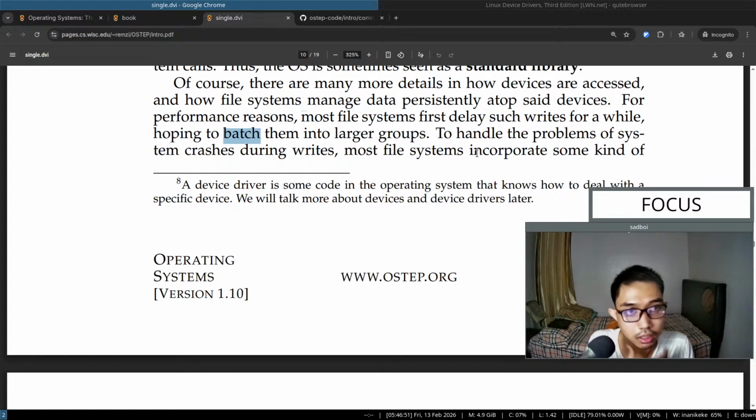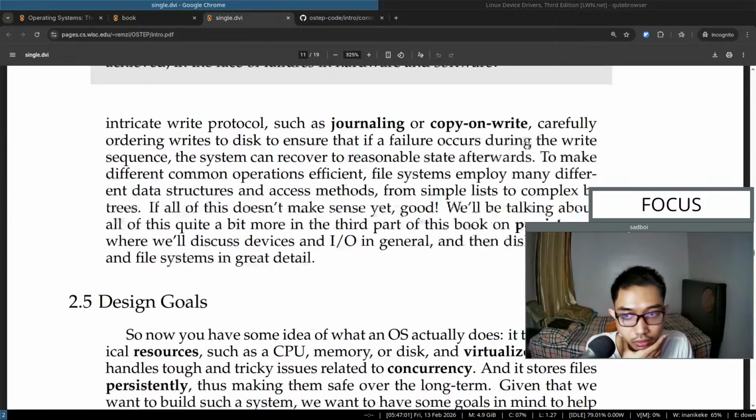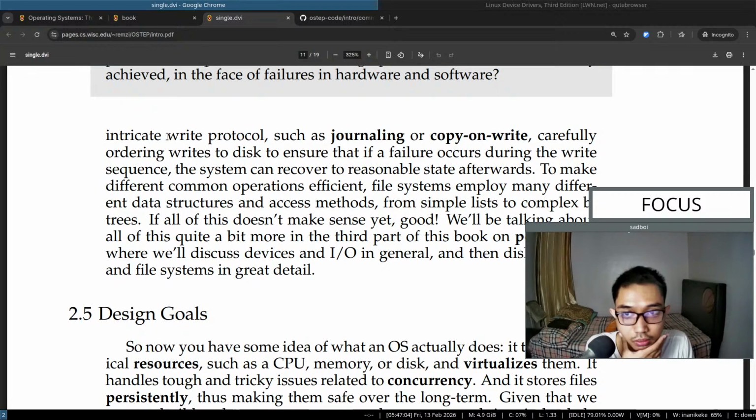Okay, to handle the problem of system crashes during writes, most file systems incorporate some kind of intricate write protocol, such as journaling or copy on write. Carefully ordering writes to ensure that if a failure occurs during the write sequence, the system can recover to a reasonable state afterward.